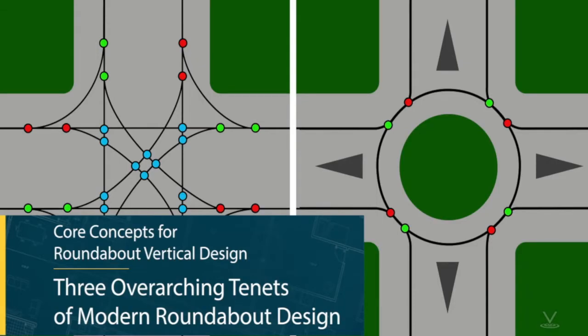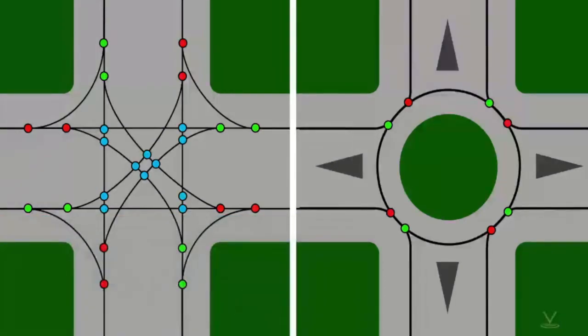Let's look at our first concept, reducing conflicts at intersections. In a four-leg cross intersection, vehicles must cross each other in a perpendicular manner. On a modern roundabout, they don't cross each other. They merge into a circulatory lane.